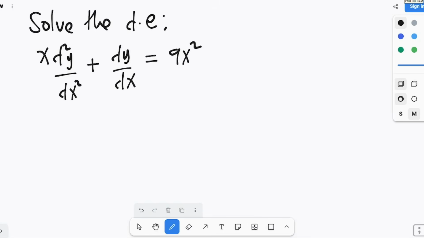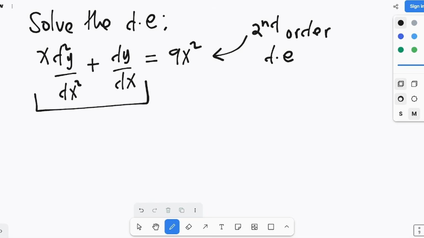In this video, we are going to solve the differential equation. We are dealing with the differential equation x second derivative plus the first derivative is equal to 9x squared. Very interesting. If you keenly see, this is a second order differential equation that is reducible to first order. That is the category we are doing here, and we are going to get the general solution of this DE.